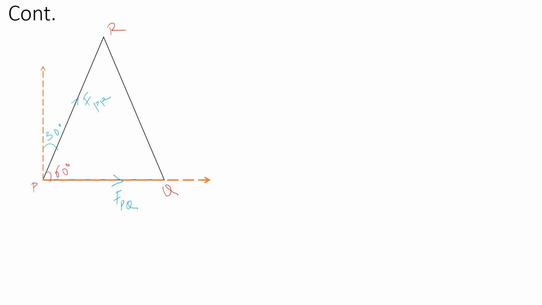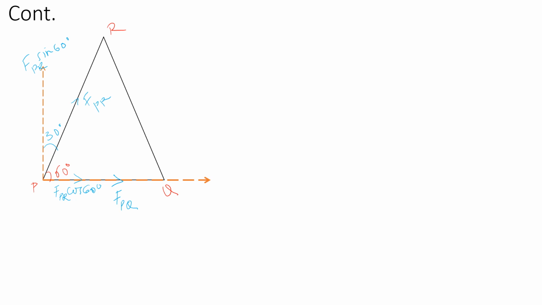The horizontal component of FPR is going to be, since it's adjacent to the 60 degrees, FPR cos 60 degrees. Then the vertical one is going to be FPR sine 60 degrees.